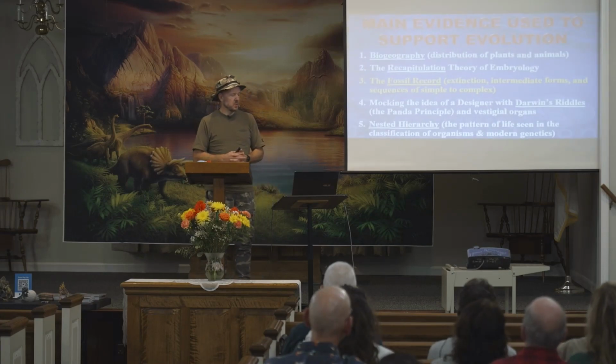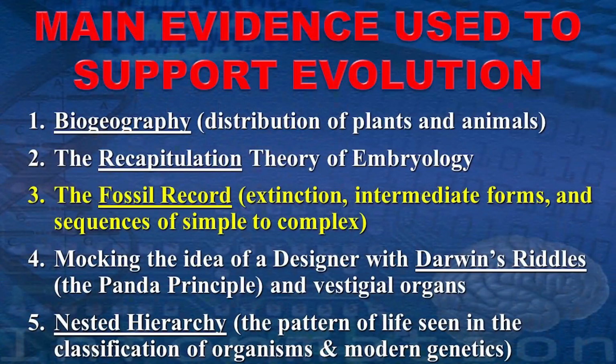We'll spend a little more time on this one, the fossil record. What do we see in the fossil record? Well, amongst other things, we see extinction. We see what looks to some people to be intermediate forms, and we see general sequences of simpler things on the bottom and more complex things higher up in the higher layers. And so these things seem to be things that would lean towards supporting evolutionary theory.